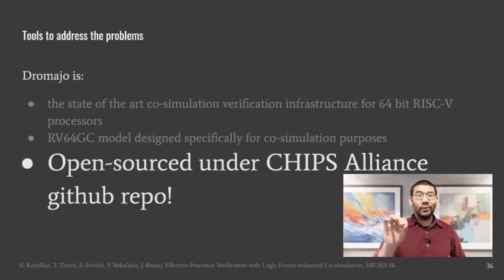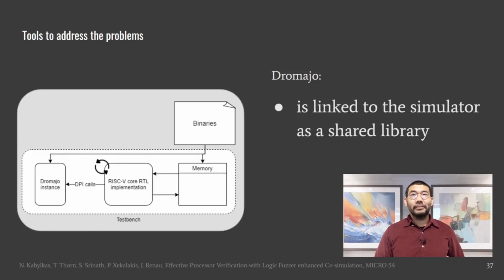Now, a very important bullet point right here. Dromajo is open source software. It is hosted in the Chip Alliance GitHub repo. So if you were to design a RISC-V processor by any chance, go check it out. Make sure you integrate Dromajo into your processors. It's going to find a lot of bugs, I promise. Let's go into some more details of Dromajo.